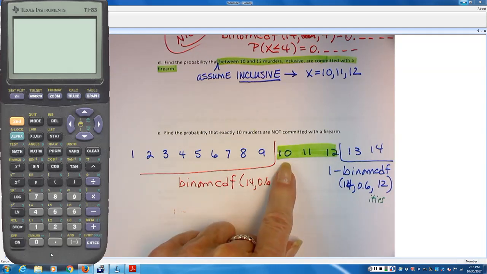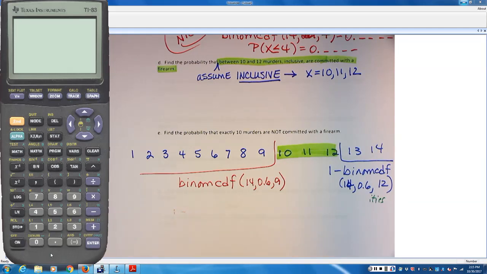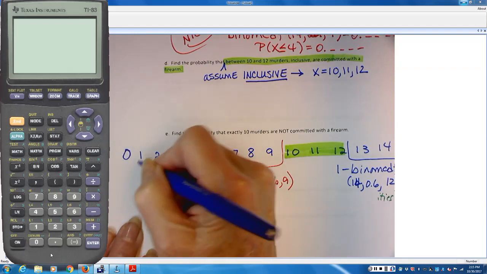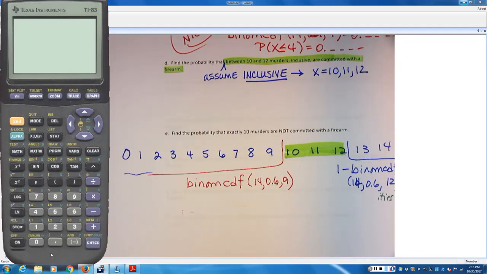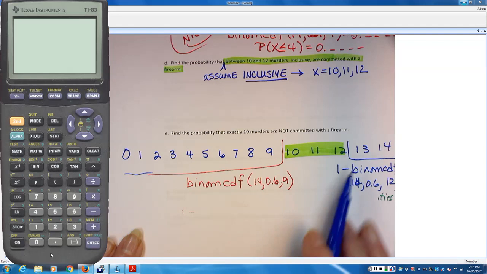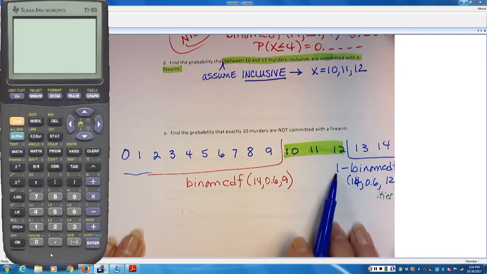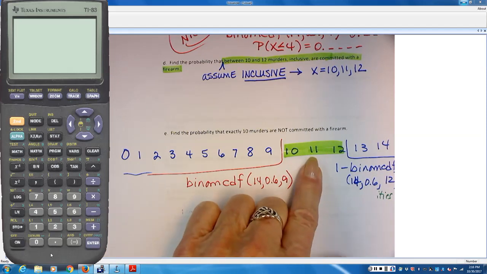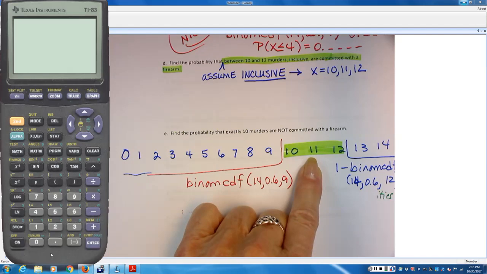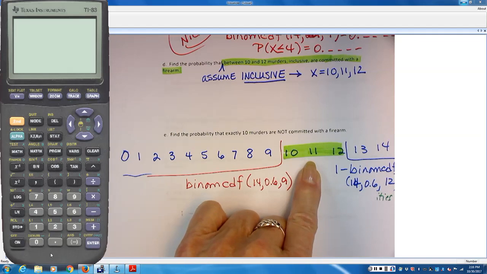I have no way to tell it to start at 10. It only starts at 0 and goes up. That's all this does. Starts at 0 and goes up. If I take 1 minus, it starts at the number 0 and goes up, and then subtracts the result from 1. Can I use either one of those on that? No. So what's the only way I can do that problem? You got to do PDF and add them up.